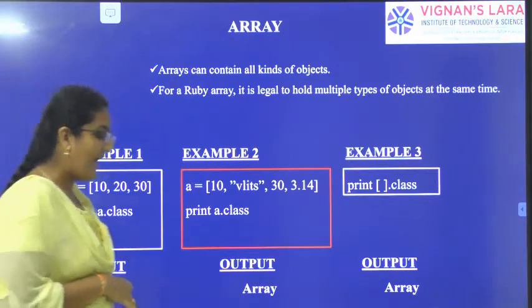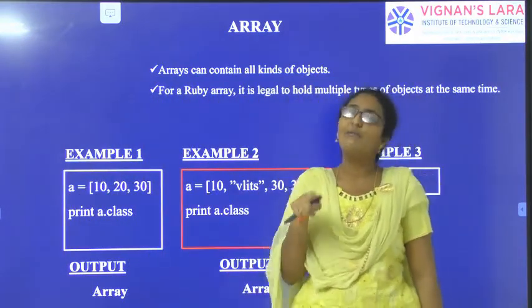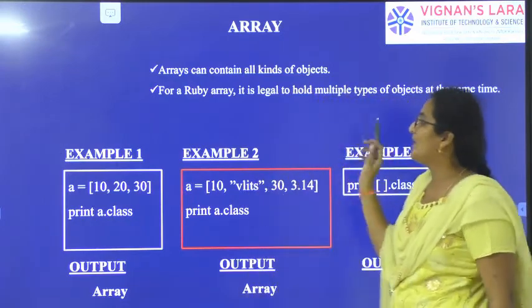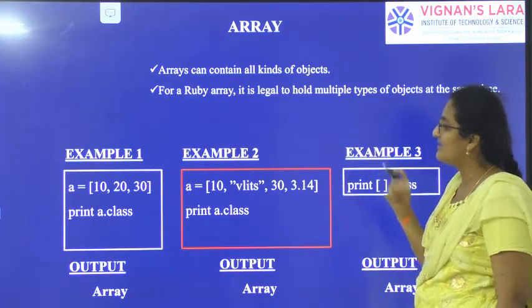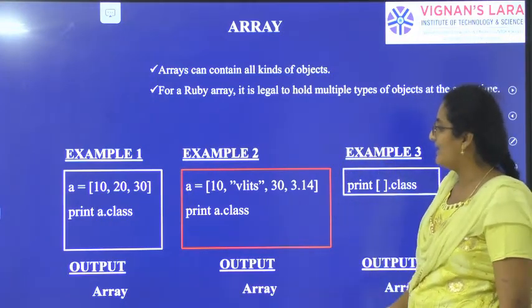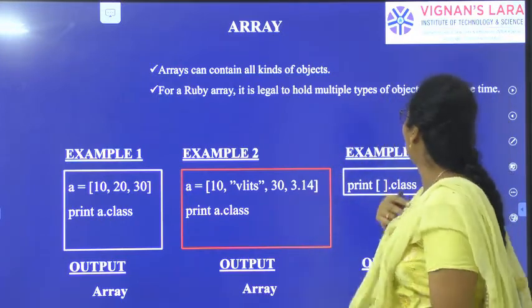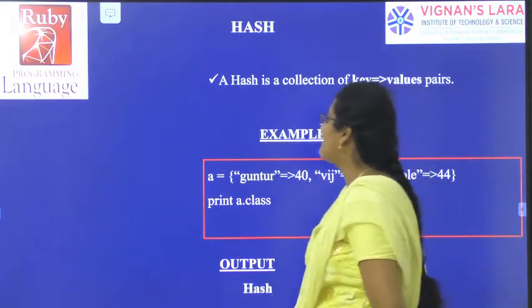And next one is array. A very important point you should remember here is, in any programming language, an array is to hold similar types of elements. But in Ruby, an array can hold multiple types of objects at the same time. You can see the example here. So in Ruby programming, it is legal to hold multiple types of objects at the same time for an array. So next one is hash.